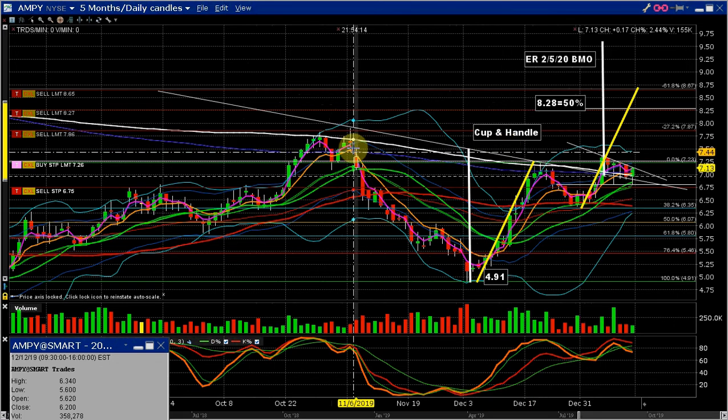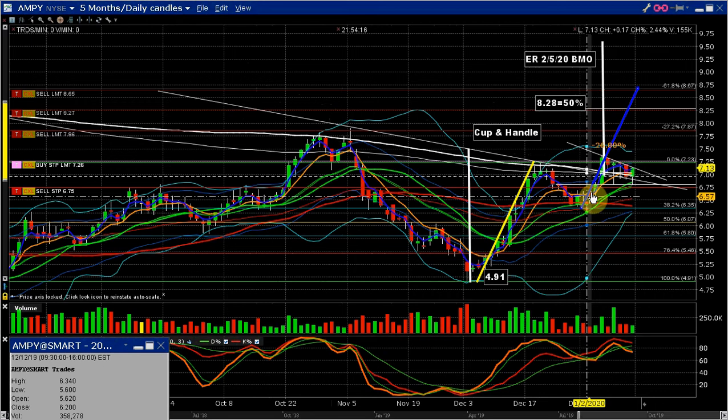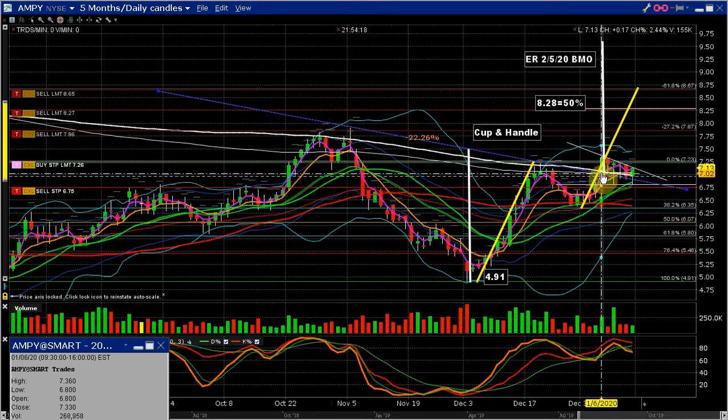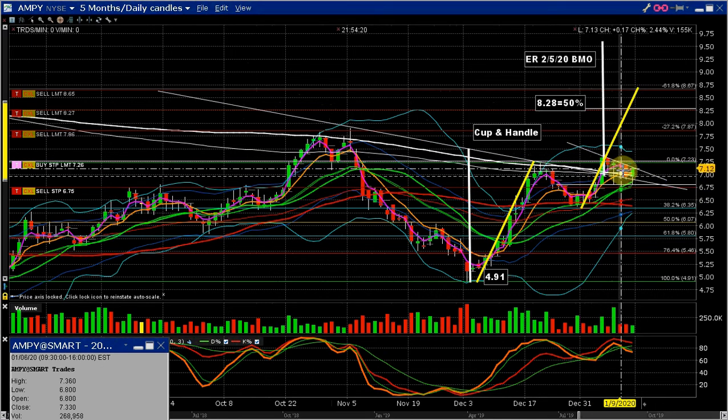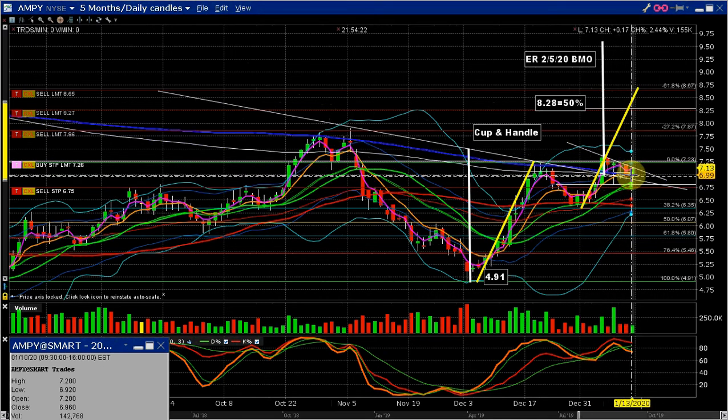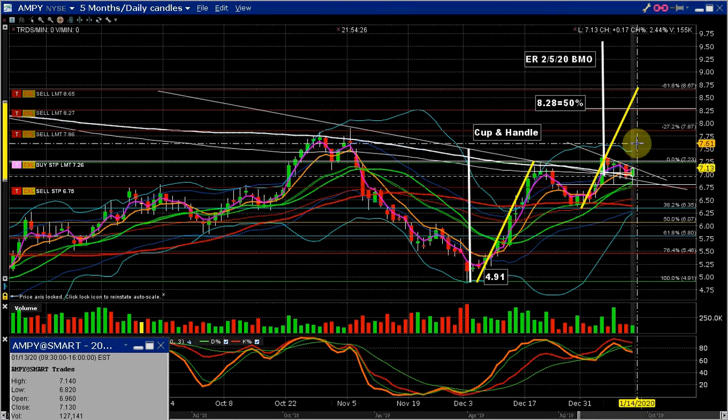So right now, just picture this formation. It's a cup and handle, right? And it broke through that trend line and then turned around and came back, and right now it's retesting that trend line. And I expect it's going to break to the upside.